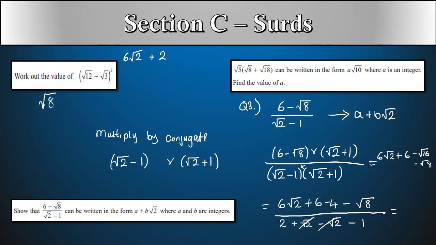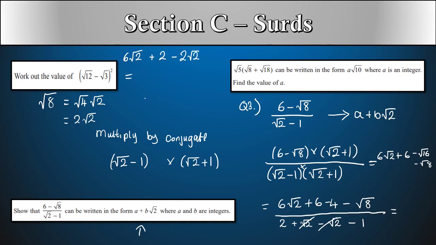Because notice, the final answer is just a plus b root 2. So I need to be able to bring this root 8 into something root 2. Well, if you divide 8 by 2, that'd be 4. So this can be written as root 4 root 2. And root 4 is simply 2. So the square root of 8 is the same as 2 root 2. So I've got 6 root 2 plus 2 minus 2 root 2.